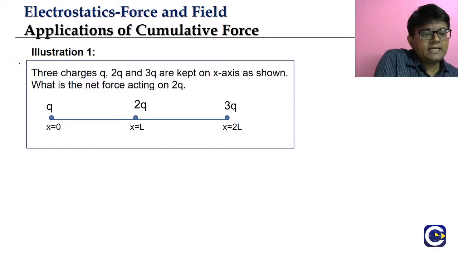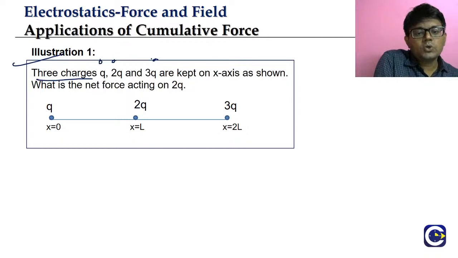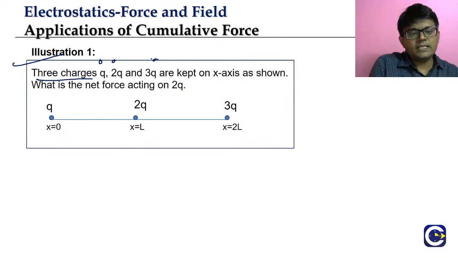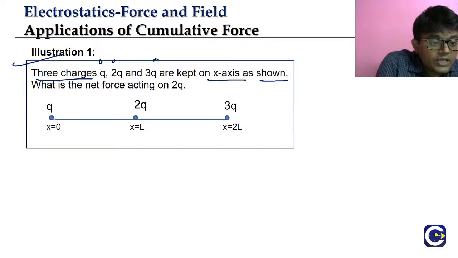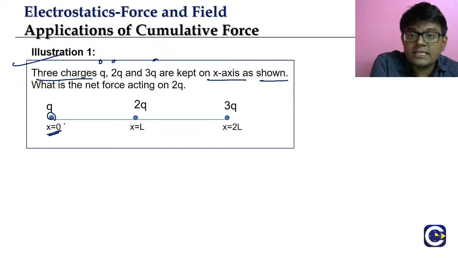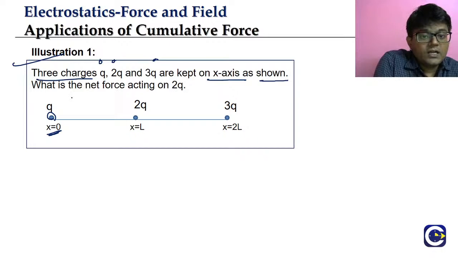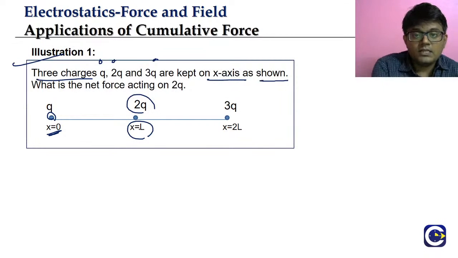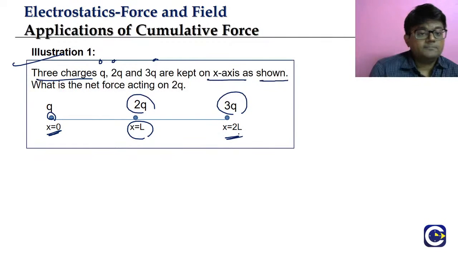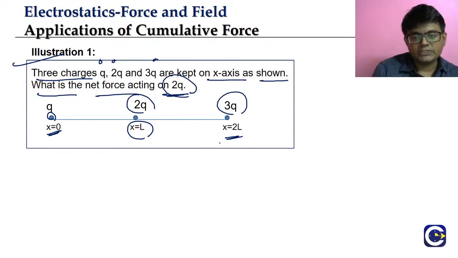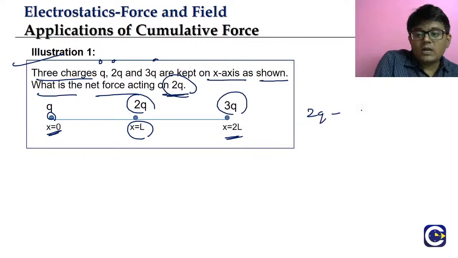Check it, students. There are three charges Q, 2Q and 3Q kept on the x-axis. Q is kept at the origin, x equals 0. 2Q is kept at x equals L, and 3Q is kept at x equals 2L. What is the net force acting on the 2Q charge?